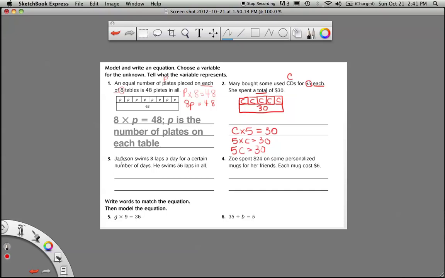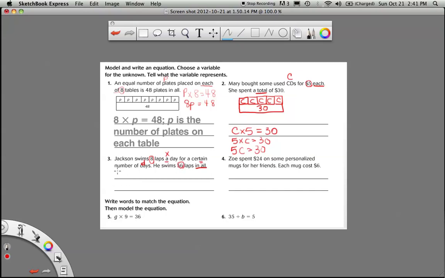All right, moving on to number 3. Jackson swims 8 laps a day, or each day, or per day. That's telling me I'm going to multiply for a certain number of days. It doesn't tell me how many, so that must be my variable. I'll just call it D for days. He swims 56 laps in all. So that means what it's going to equal is 56. So let me rewrite that down here.